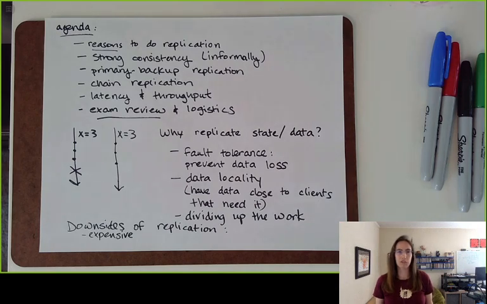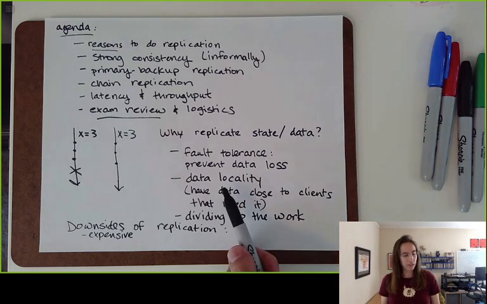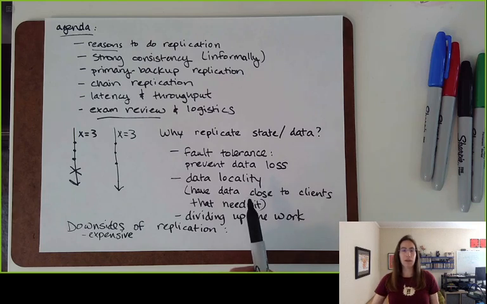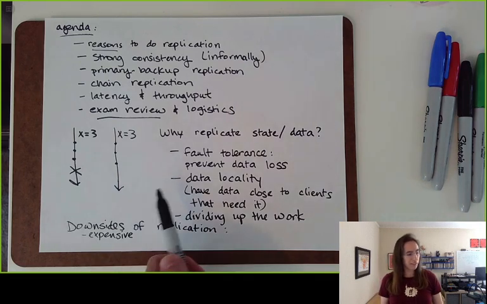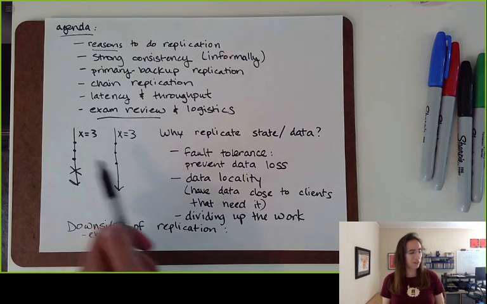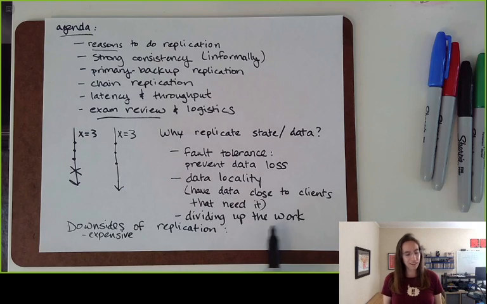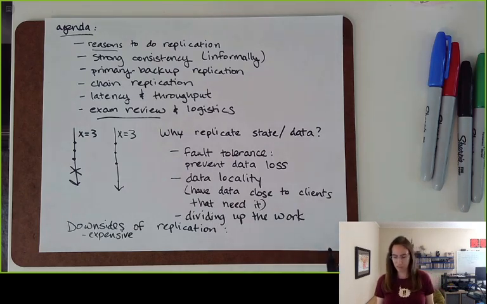and especially if they're physically far apart, which was another reason we wanted to do replication. This idea of having geo-distributed copies of our data so that the copies can be close to whichever clients need them. And it's also hard if they're both serving requests. It's also harder to keep them consistent if they're both serving requests, which was yet another reason why we wanted to do replication.